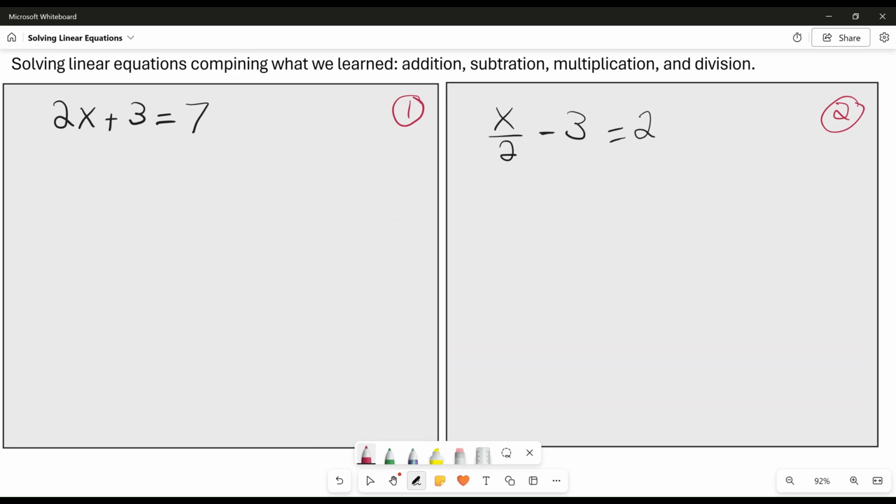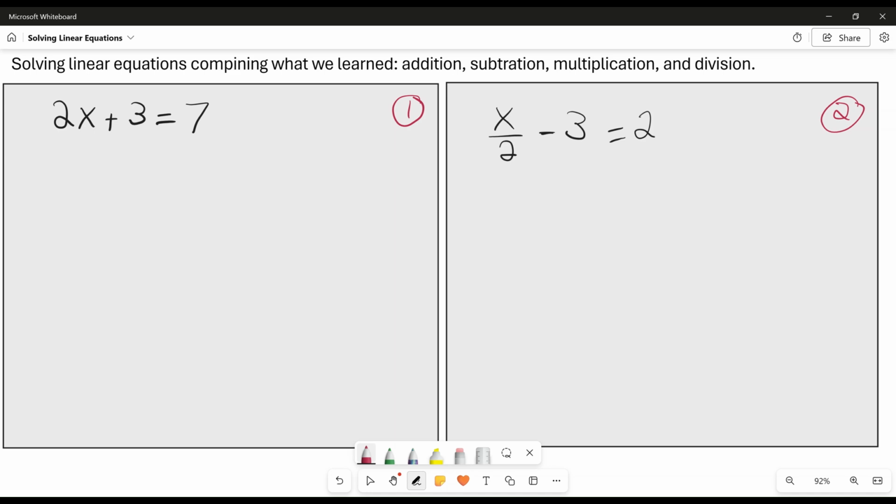What is the first thing you want to do? Think about this. Do you want to first get rid of that positive 3, or first get rid of that multiplied 2? Remember, we're trying to solve for x. That means we're trying to isolate x. So this positive 3, we need to get rid of it, and this 2, we need to get rid of it. So what is the first step you will take?